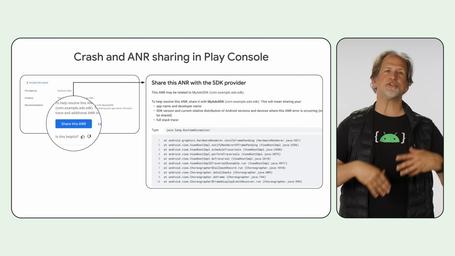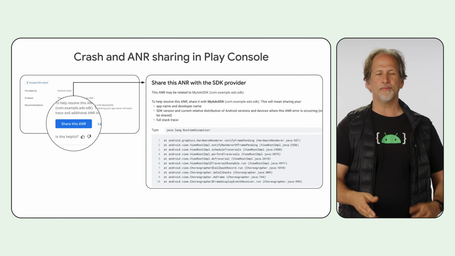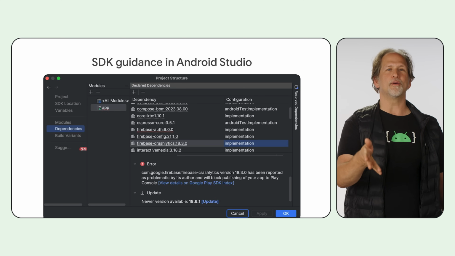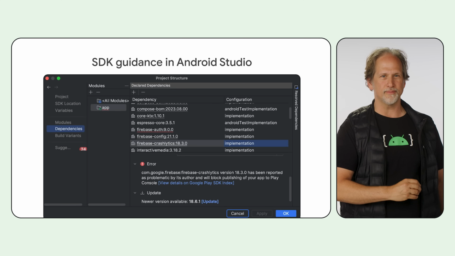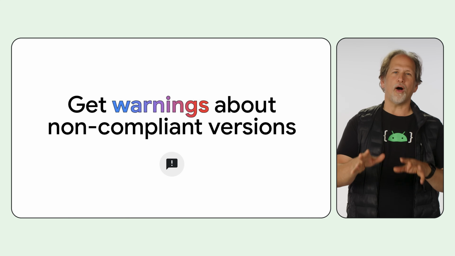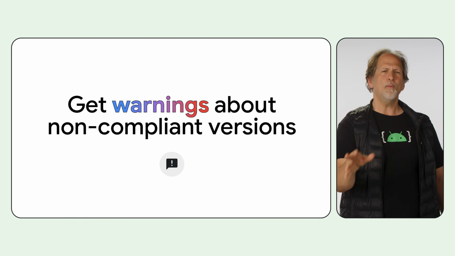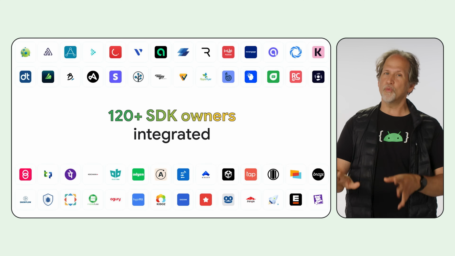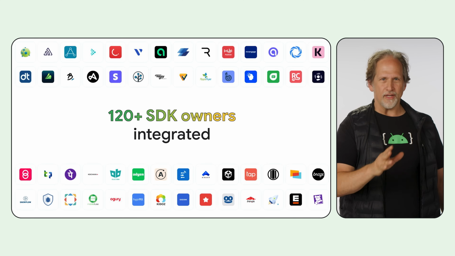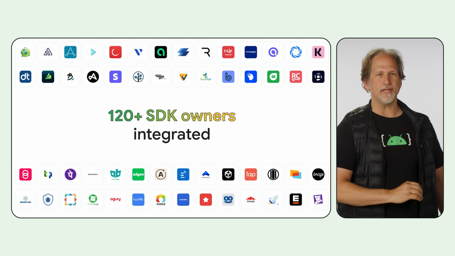App devs can now share full crash reports with SDK owners directly from Play Console. And in turn, SDK owners can give guidance on how to fix these issues in Play Console as well as in Android Studio. App devs also get email warnings and persistent alerts on the policy status page when using non-policy compliant SDK versions. Until recently, SDK Console was an invite-only product, supporting over 120 widely used SDKs in a few business categories.